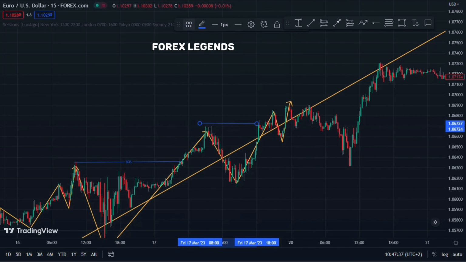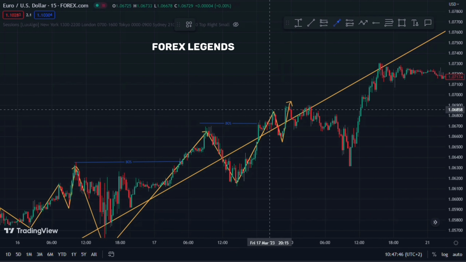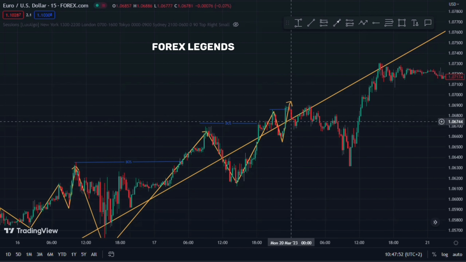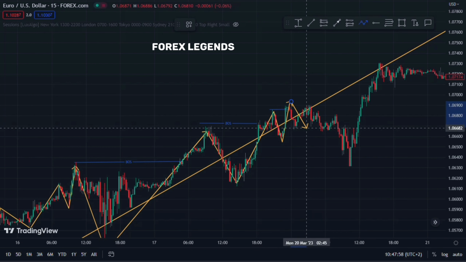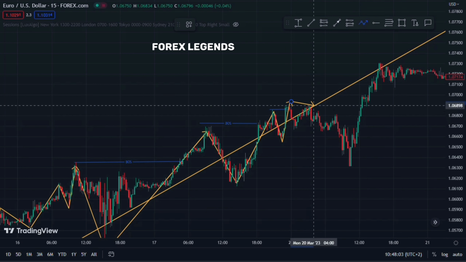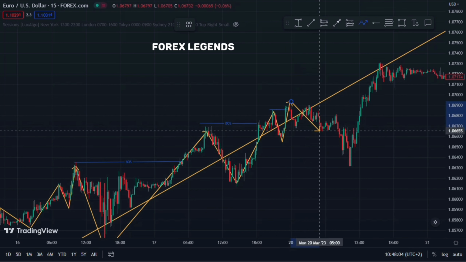Let me label it for you guys to understand. And then this again, right here, was our break of structure again. You see? Now, what do we see from this move again? What do we see? From this point, price tried to break structure, but it failed. And it also tried to go to the upside, it failed. So this is one leg. We're gonna count it as one leg.